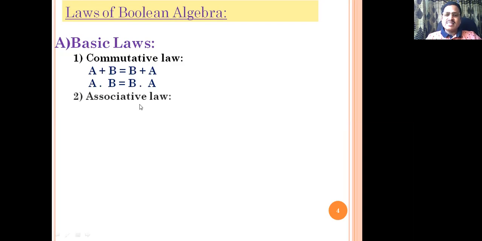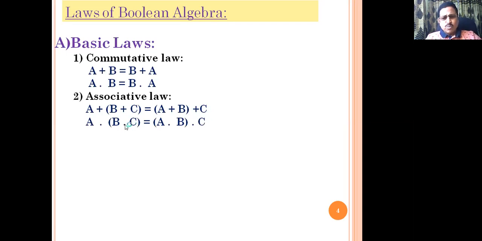Then the second basic law is the associative law. If there are three variables and in between them there is an OR operation, you can perform first the ORing of the second and third variable, that means B or C, and its result can be ORed with one variable A. Same is the answer if you perform first the ORing of the first and second variable, and the result ORed with the third variable. That means A or (B or C) equals (A or B) or C. Same is the answer. That is called the associative law.